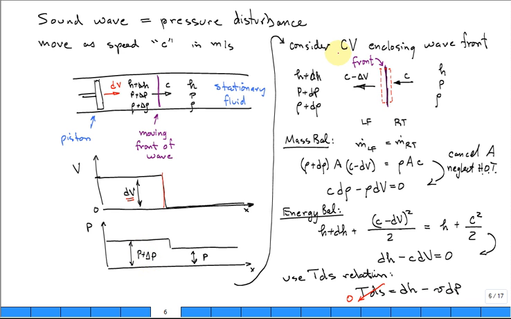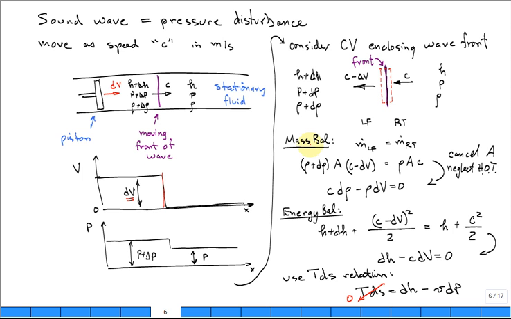Consider a control volume enclosing the wave front and riding on it, so you're going at the speed c. You're not accelerating, so that control volume's not accelerating, but it's moving at constant speed. You see that from the perspective of that control volume, fluid is entering it on the right at speed c with enthalpy h, pressure p, density rho, and leaving on the left at c minus delta v, with the changed properties of enthalpy, pressure, and density.